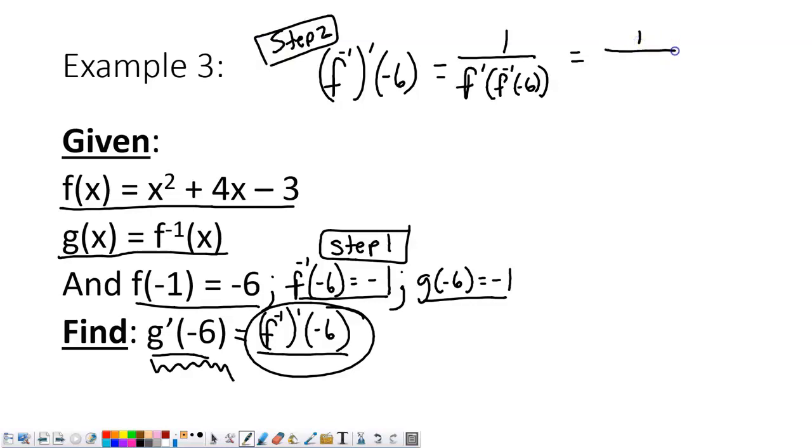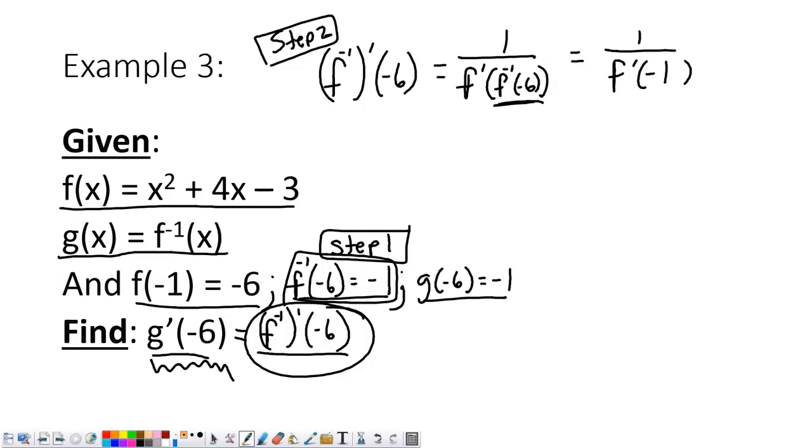So 1 over f prime of, well, what is f inverse of -6? We wrote it right here. F inverse of -6 is -1. So I can replace the f inverse of -6 with -1. And now here's where things get a little bit different than the table, okay? So far it hasn't really been all that different. It's presented differently, so they use different names. Formula's the same, though, and just plugging stuff in. But here's where things get a little bit different.